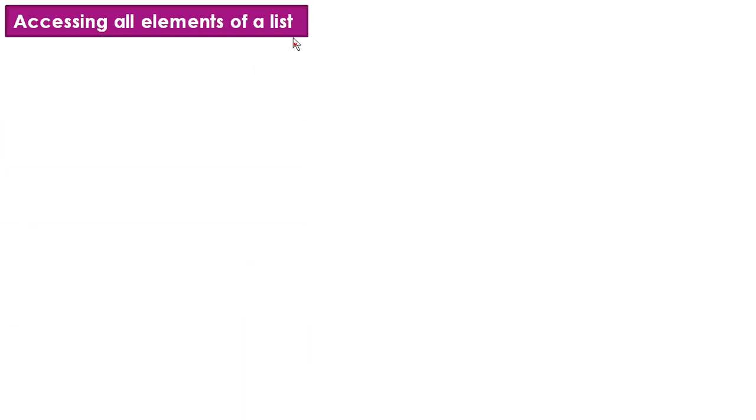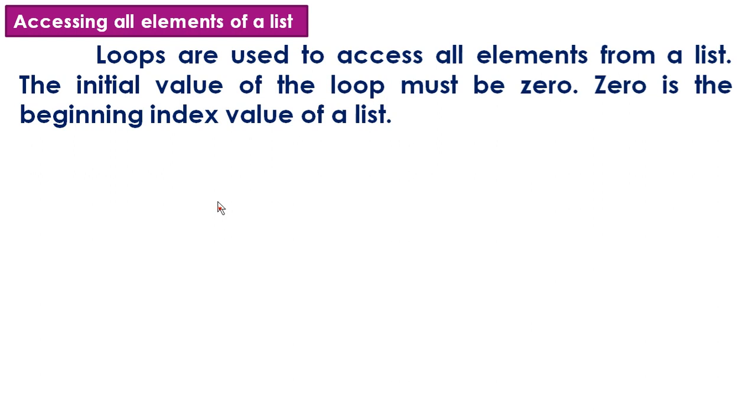Accessing all elements of a list. How to access all elements of a list? That is done by using a loop, for loop or while loop. Loops are used to access all the elements from a list. The initial value of the loop must be 0, because 0 is the beginning index value of a list.